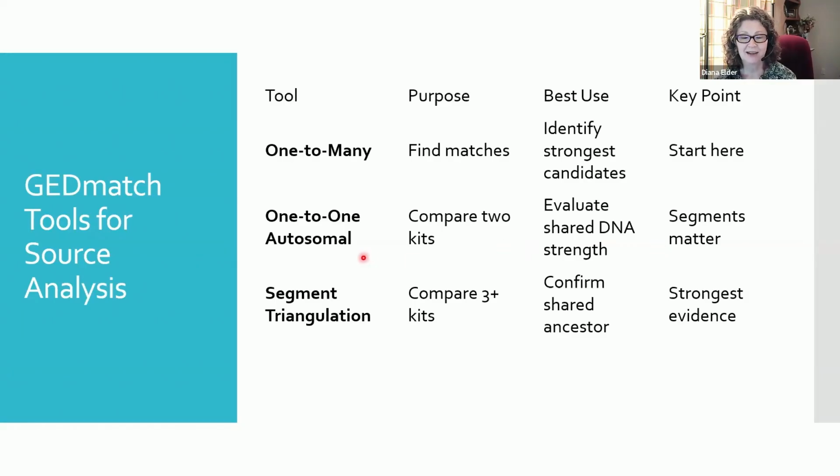And then if we find a good strong segment, we could take that and we could do some triangulation where we get to compare three different kits or even more. And this could lead us to confirming a shared ancestor and would give us some good evidence. So let's go through this little scenario here and see what it actually looks like on the website.